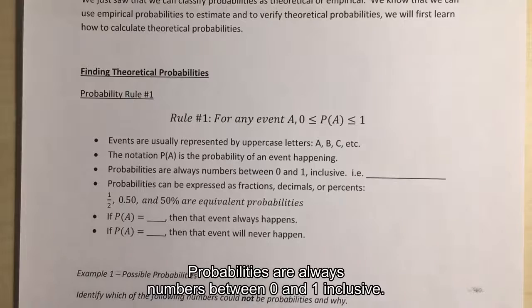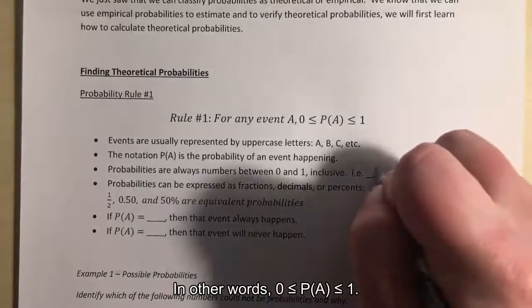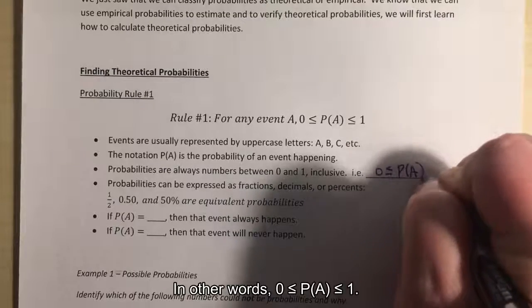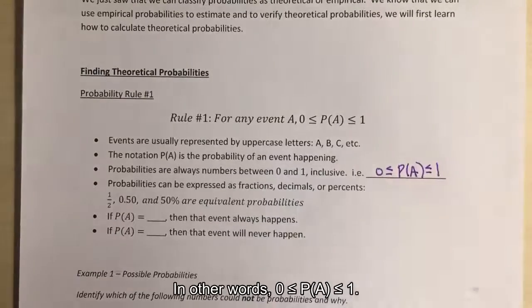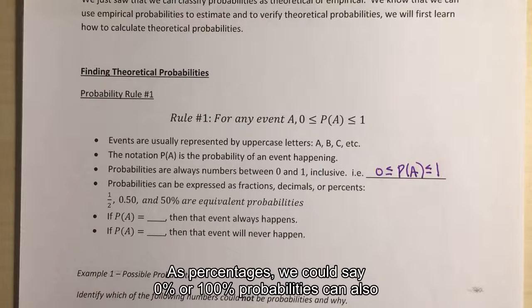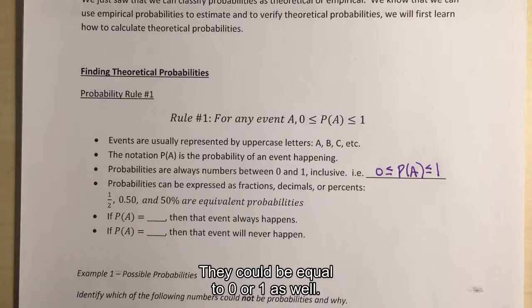Probabilities are always numbers between 0 and 1 inclusive. In other words, 0 is less than or equal to the probability of event A, which is less than or equal to 1. So probabilities are always going to be numbers between 0 and 1. As percentages, we could say 0% or 100%. Probabilities can also be expressed as fractions, decimals, or percents, but they all have to be between 0 and 1. They could be equal to 0 or 1 as well.